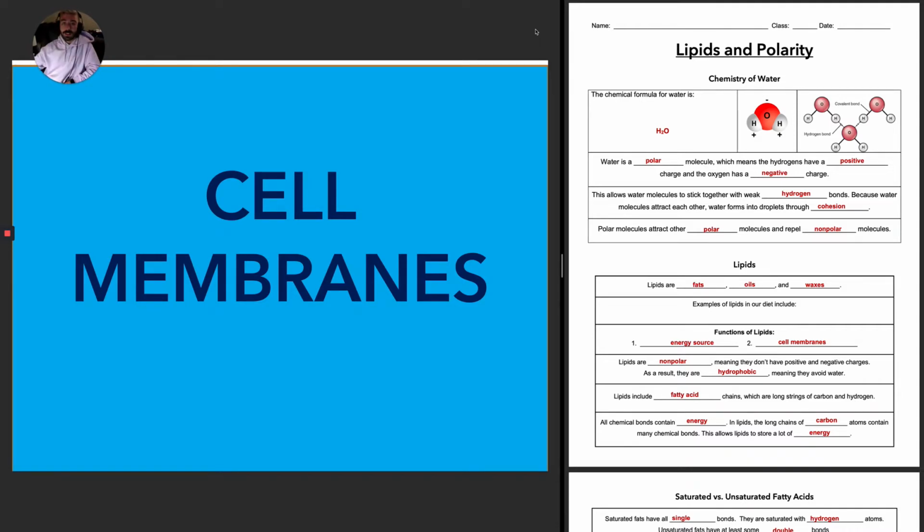So the very first thing that we want to talk about in cell membranes is lipids and polarity. There are two things that I think are really important to understand before we can talk about the cell membrane itself. One of those is polarity, or being polar, and the other is lipids and what lipids are. So that's what we're going to start with.